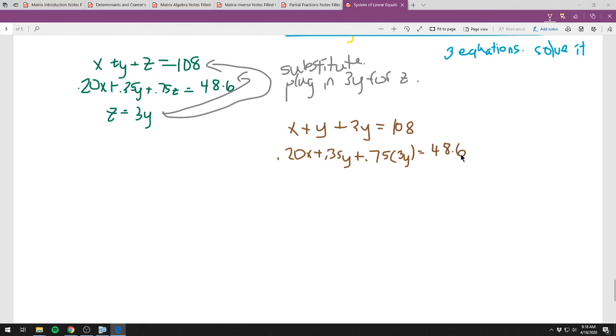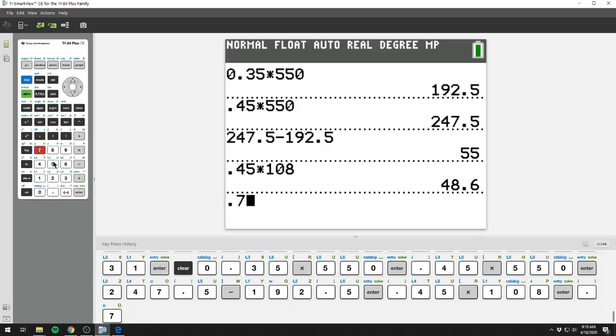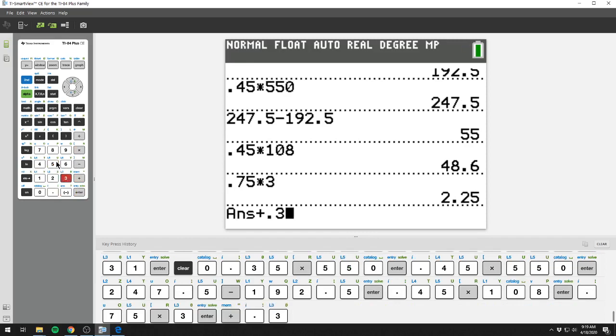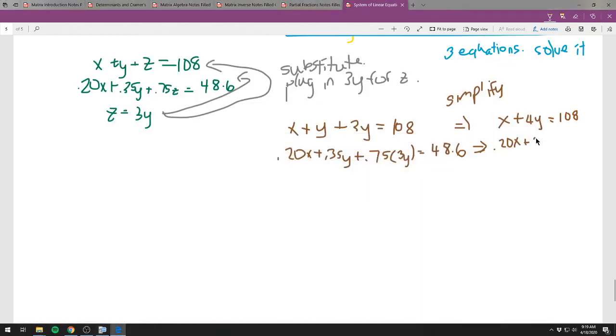And realize what we did before with substitution and elimination. You take your two equations. When you substitute, you plug them in and then just simplify, but rewrite each one. So let's go ahead and simplify this. Combine our like terms. Here we have x plus 4y equals 108. And here we got 0.20x plus 0.35y plus 0.75 times 3y. Let's just figure that number out. 0.75 times 3 is 2.25 plus 0.35 is 2.6. Plus 2.6y equals 48.6.